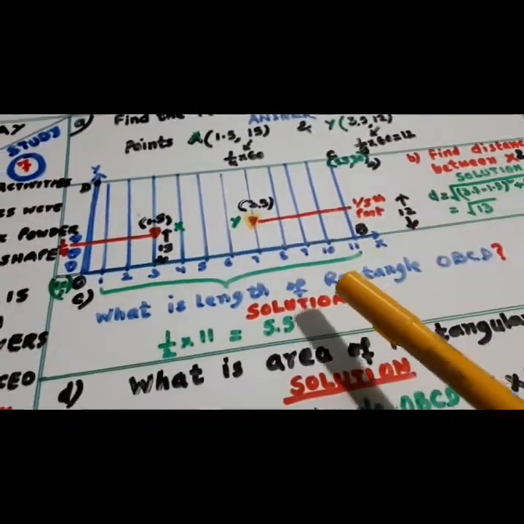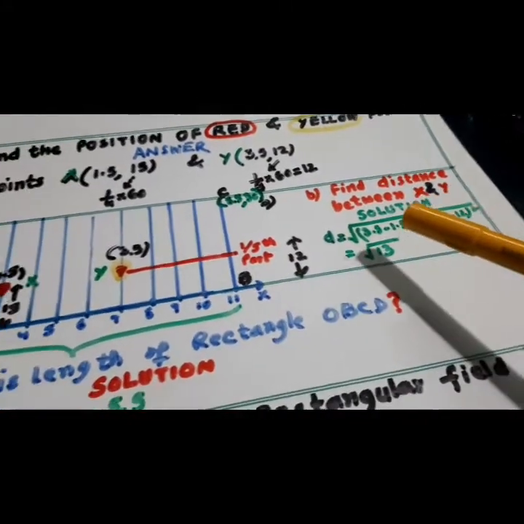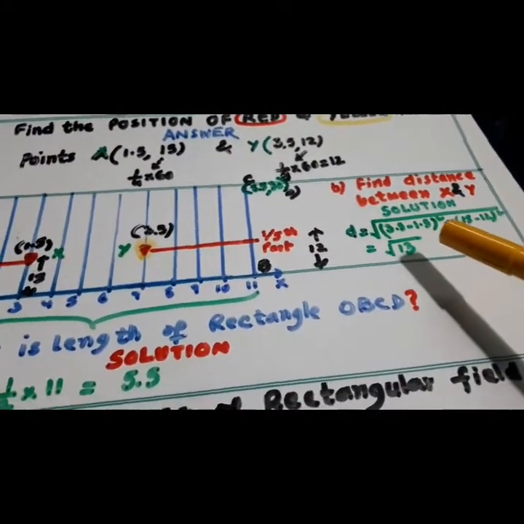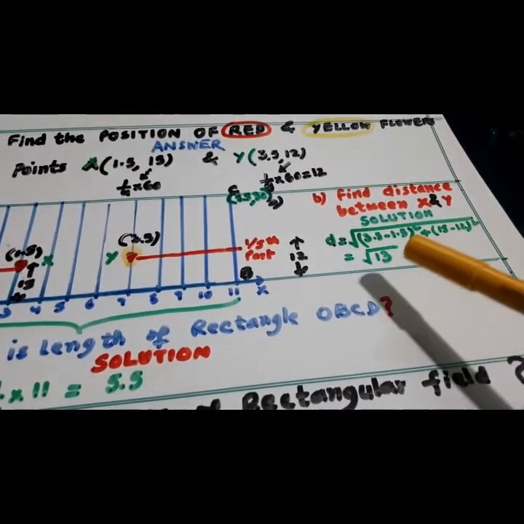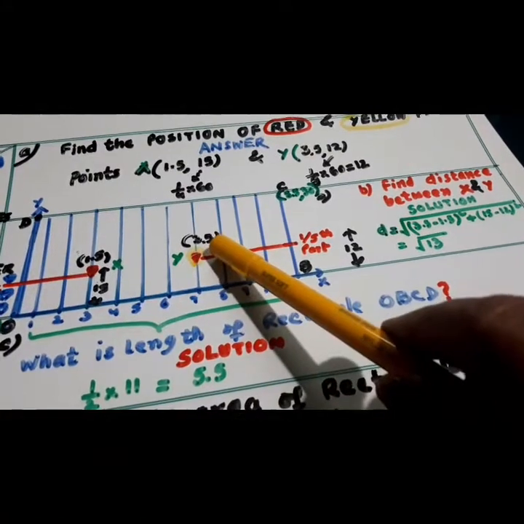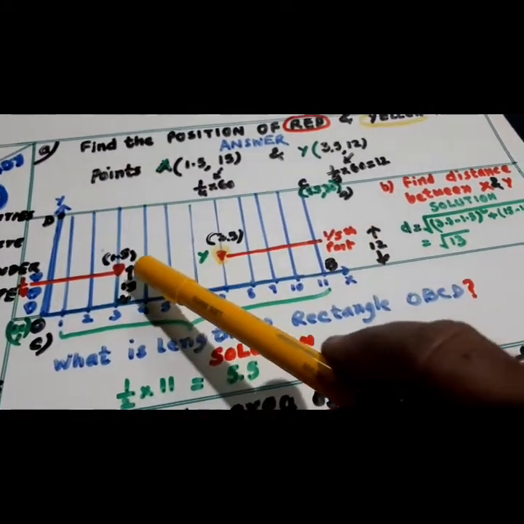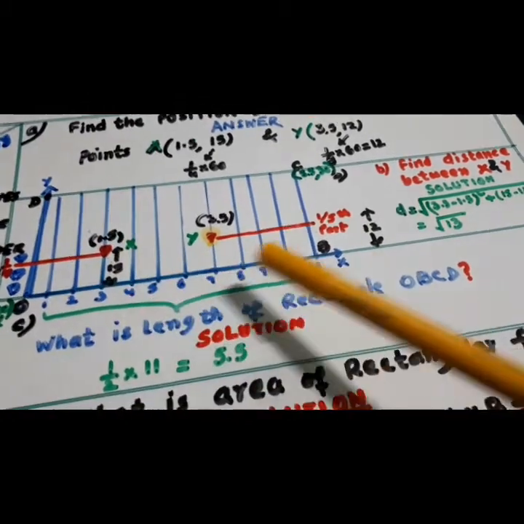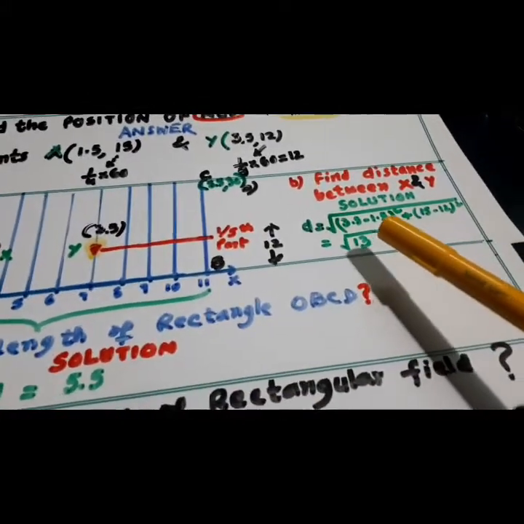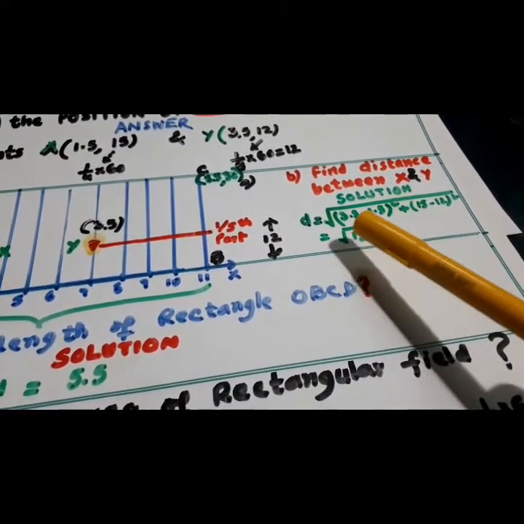Second part is find the distance between x and y. Apply the distance formula. So from here to here, this is 3.5, 12. And this is 1.5, 15. And the distance will become √13 by applying the distance formula.